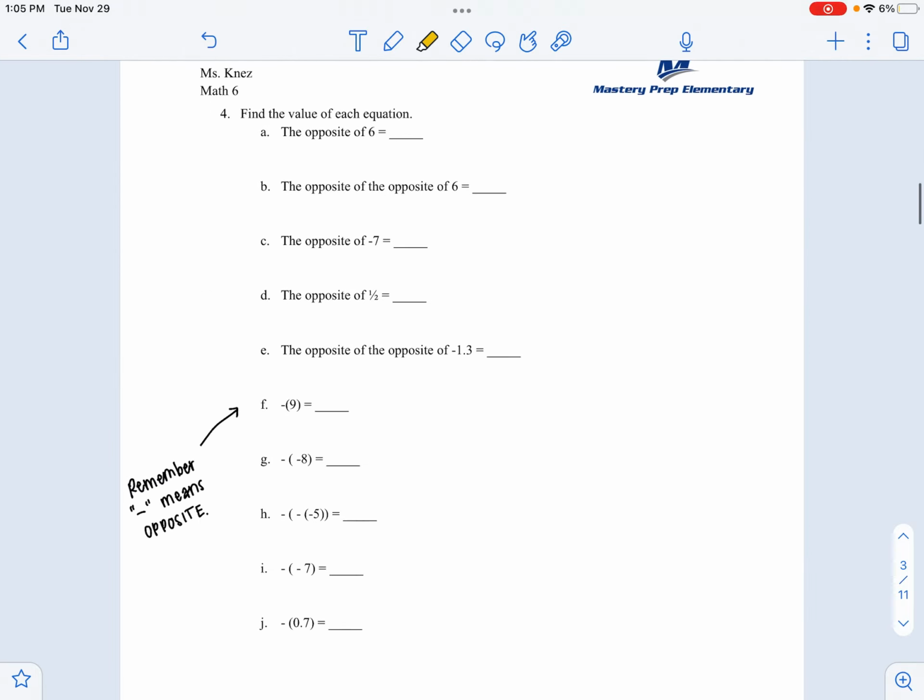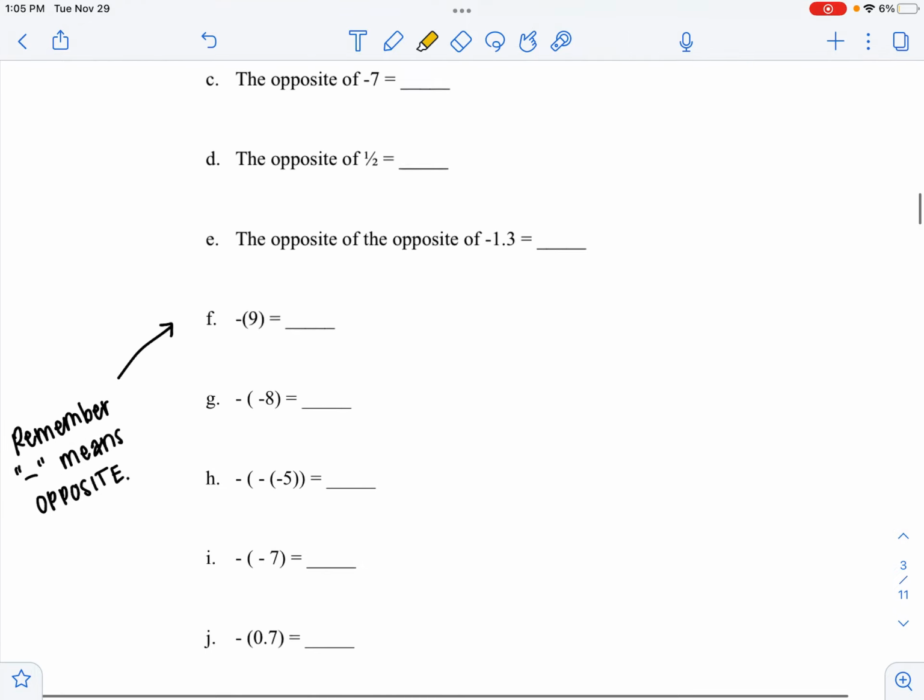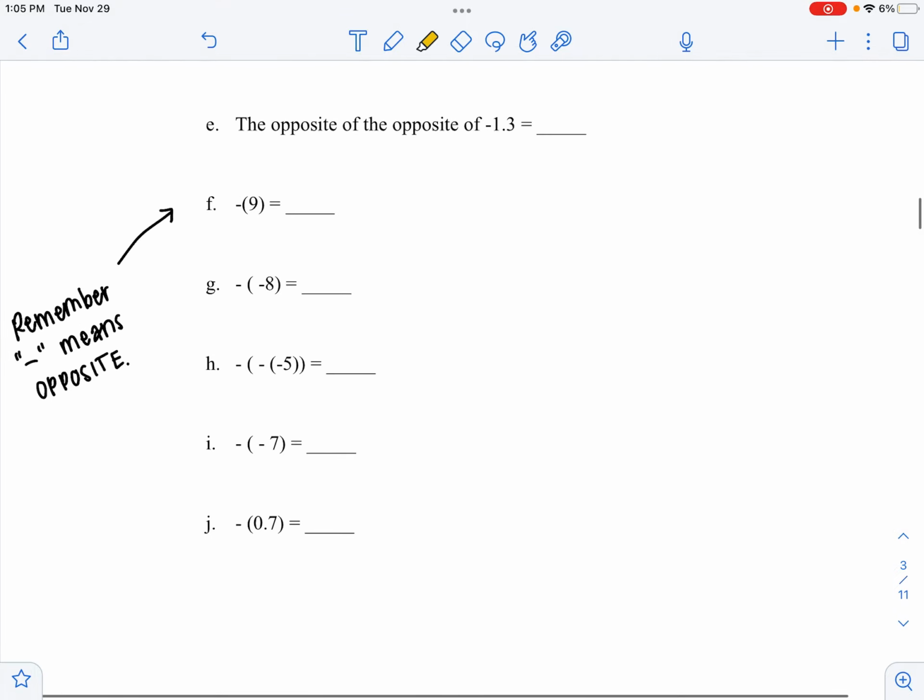The other set of questions in Monday's homework is to find the opposite, and for some of the questions, you even have the notation, the formal notation. What I mean by that is something like question G. In question G, you're being asked to find the opposite of -8.